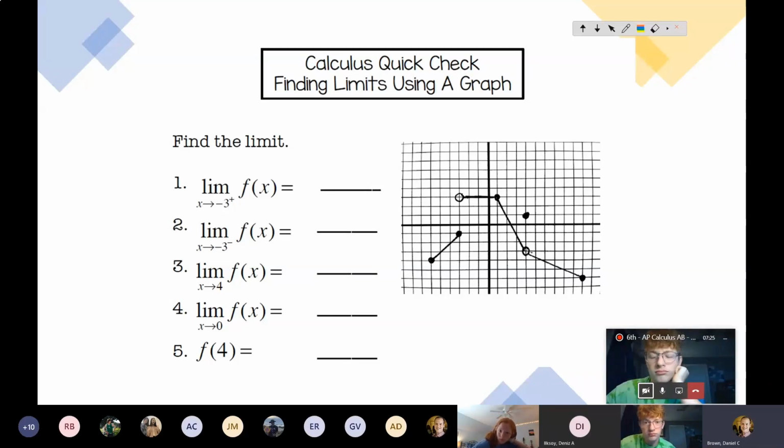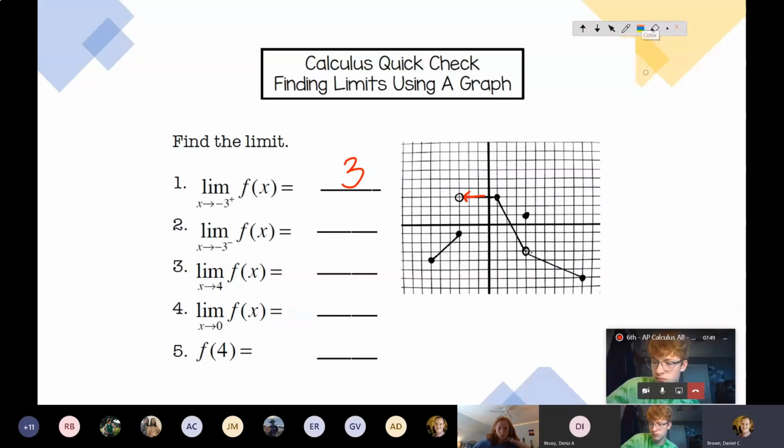So looking at number 1, it tells us that we are looking at the limit as we are coming in from -3 from the right-hand side. So looking at -3 coming in from the right, we can see that it is a hole, but it doesn't matter. Coming in from the right, you should see that it is approaching the y value of 3. Remember, the answer to a limit is always a y value.